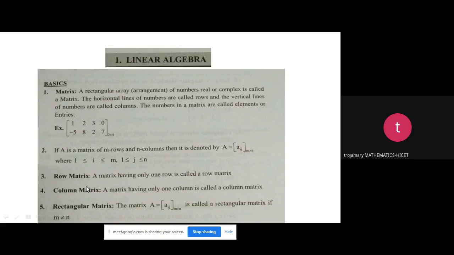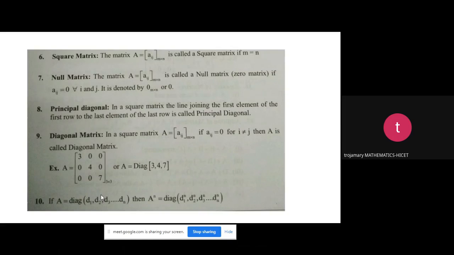Row matrix: a matrix having only one row is called a row matrix. Column matrix: a matrix having only one column is called a column matrix. A matrix is called a rectangular matrix when m is not equal to n, that is, the number of rows is different from the number of columns. Generally, we have studied only the square matrix, that is, 3 by 3 or 2 by 2 matrices. Square matrix: if the number of rows equals the number of columns, it is called a square matrix.